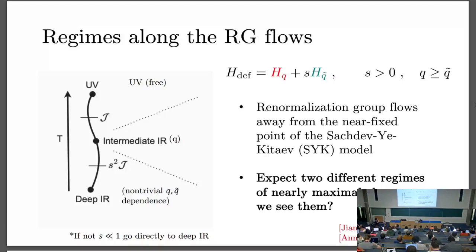And so this leads us to expect that both regimes are strongly coupled, and that both of them are nearly maximally chaotic. But it's a question of whether we can analyze this near maximal chaos using the standard tools that people typically use to diagnose chaos.